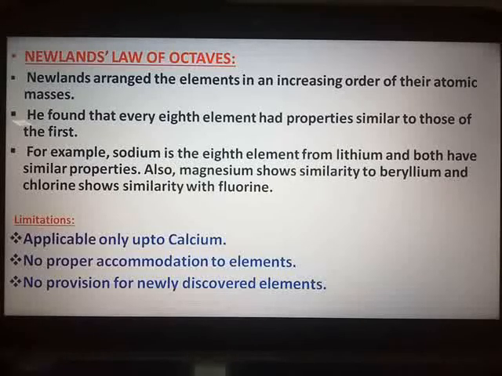His periodic table, his law, merits, demerits, we are going to revise in our next session, that is tomorrow, along with the modern periodic table. And after that we are going to revise chapter number 3, chemical reactions and equations. So I request all of you, before you attend tomorrow's session, kindly go through the remaining topics for chapter number 2 and chapter number 3.